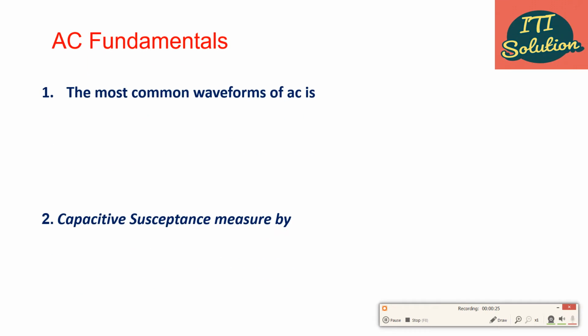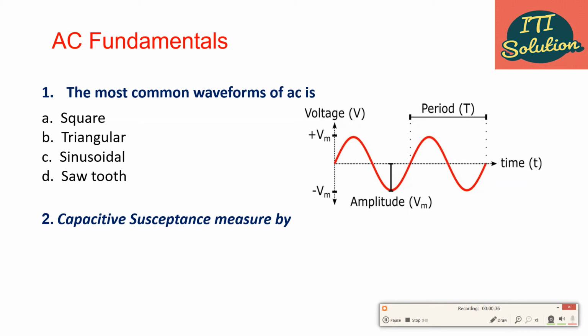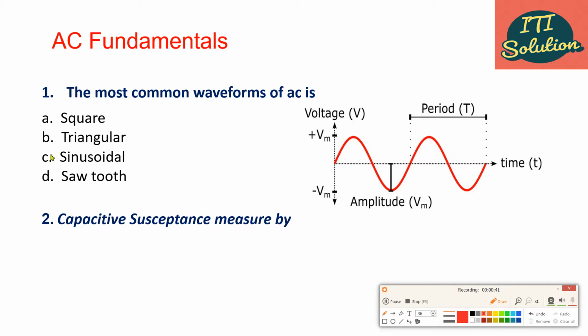Okay, let's start. First question: the most common waveform of AC is option A square, option B triangular, option C sinusoidal, and option D sawtooth. Correct answer is option C, sinusoidal. This is the sinusoidal waveform. It is ideal and best. Sinusoidal waves are continuous and easy to draw, less time consuming and more efficient than others. Clear? Next question.